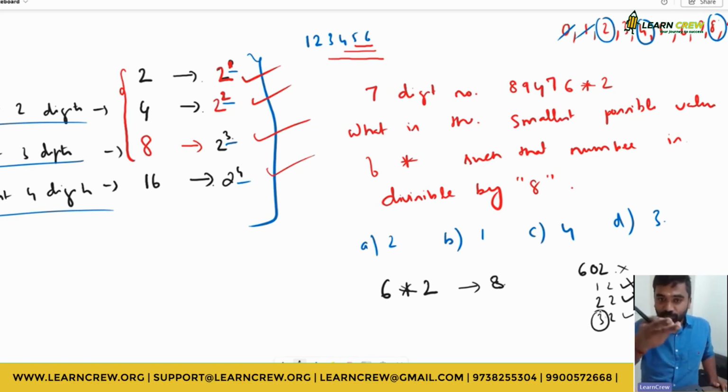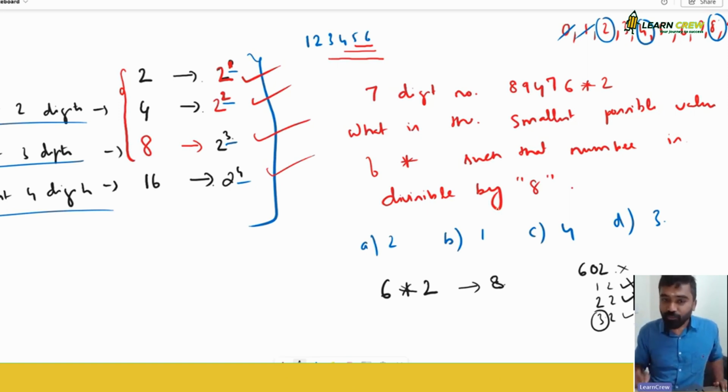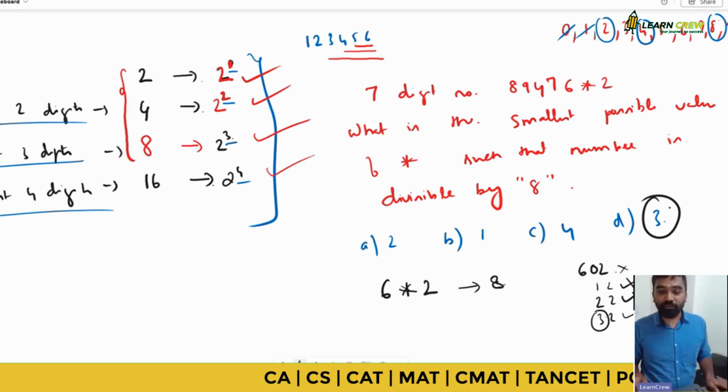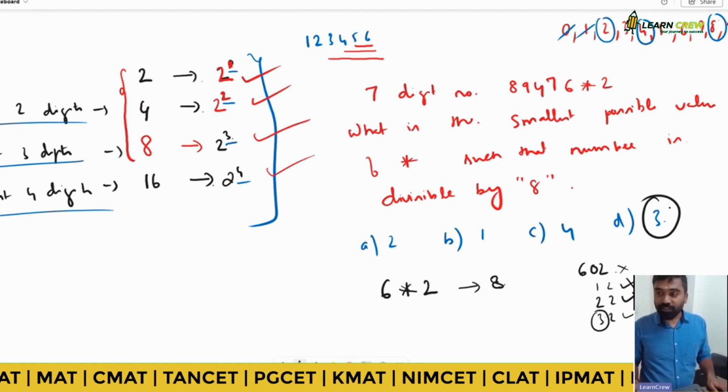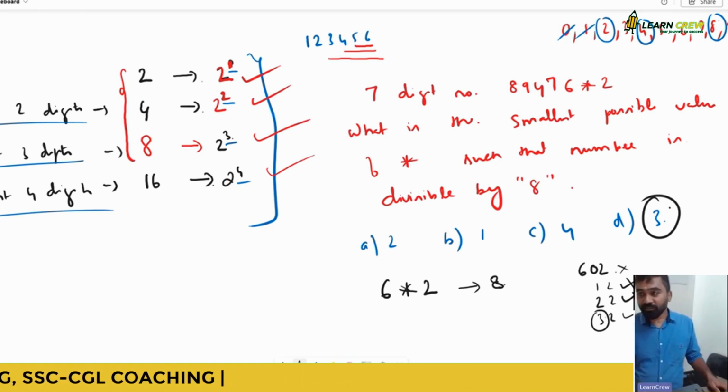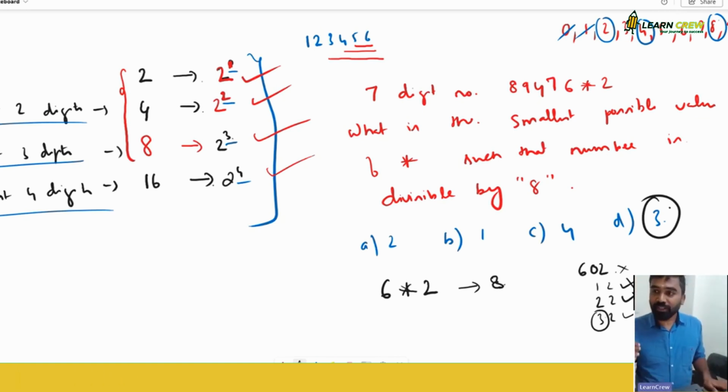If you start from 0, that is the smallest number. 1, 2, it is not possible. 3 is the smallest possible value to hit. Fine. If I keep on asking which is the largest possible value, then what is the answer? 4, 5, 6, 62, is it possible? 72? Yes. 82, 92, not possible. So 7 is the largest possible value which can be substituted.